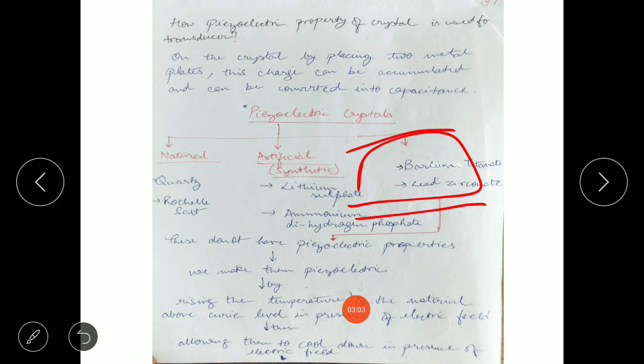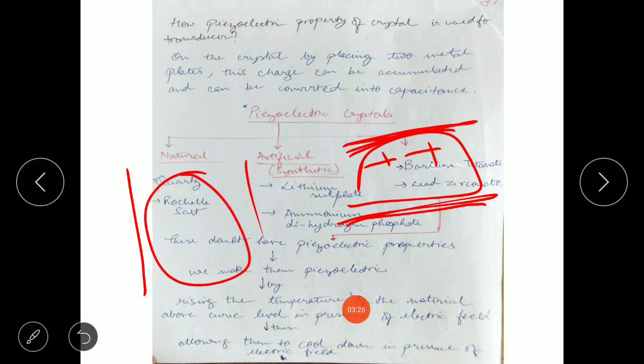Due to the application of force, the charge which gets generated on the surface of the crystal will be accumulated by these metal plates. And because of this property, we can say the piezoelectric crystal works as a capacitor also. So what happens in a capacitor? We have metal plates, there is a dielectric in between the metal plates, and the charge gets accumulated on the metal plates of the capacitor.